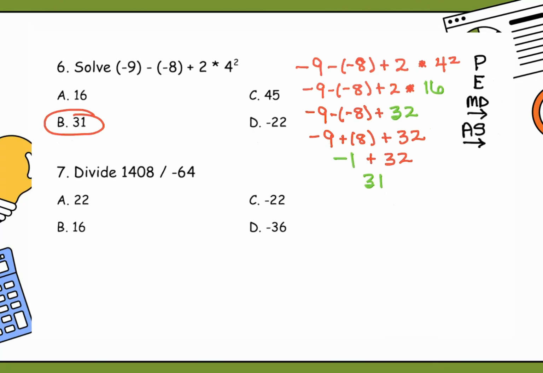Question 7, we have 1,408 divided by a -64. We know that when two values are different, they're going to produce a negative answer.